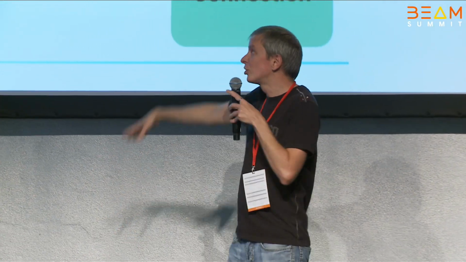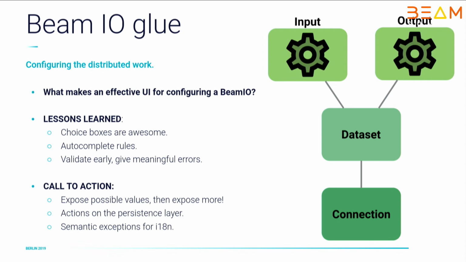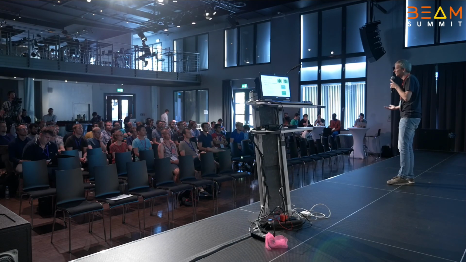So moving on, we say you click on a component, you want to configure your component. I'm not going to go through all the lessons learned and all the calls to action, we just don't have enough time, but what makes an effective UI to configure your component? There are some standard UX things. Users love choice boxes as opposed to text fields, and users really, really love autocomplete when you've got complicated things to fill in.